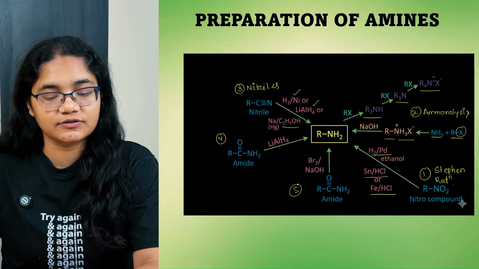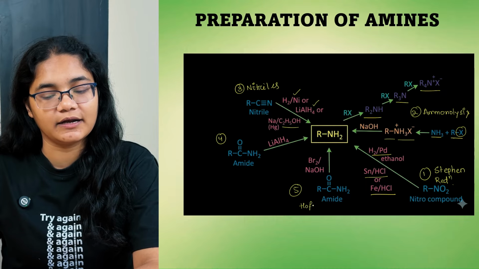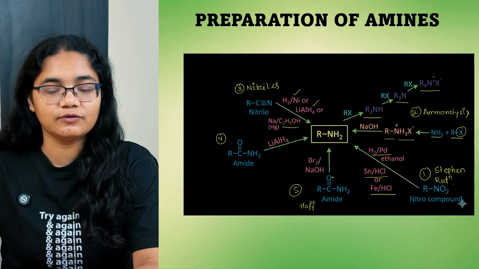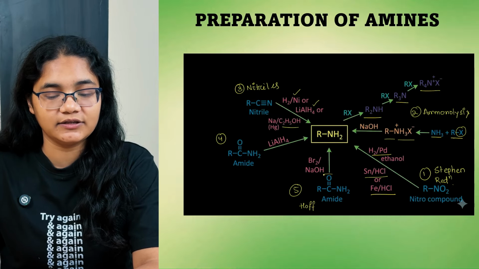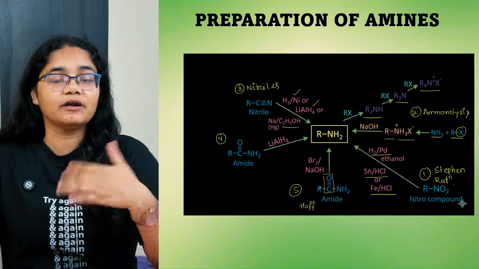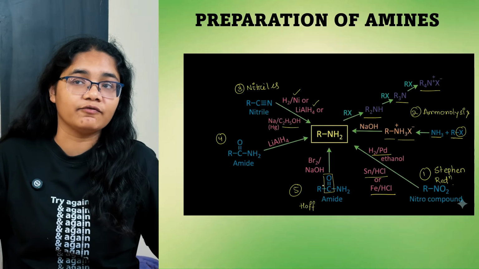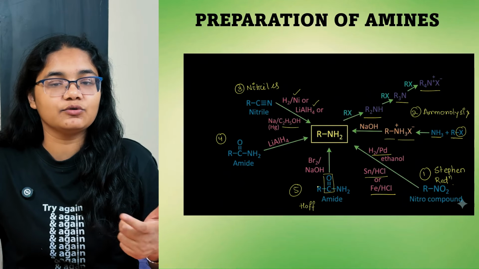Now the fifth reaction is very important, which is your Hofmann bromamide degradation reaction. So when this one is treated with Br2 and NaOH, this CO group is removed, meaning you get an amine with one carbon less than that of the amide group. So that gives you RNH2.